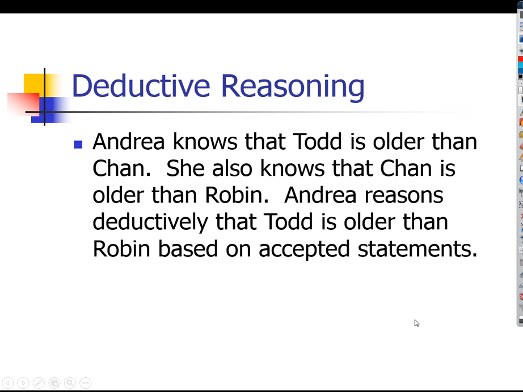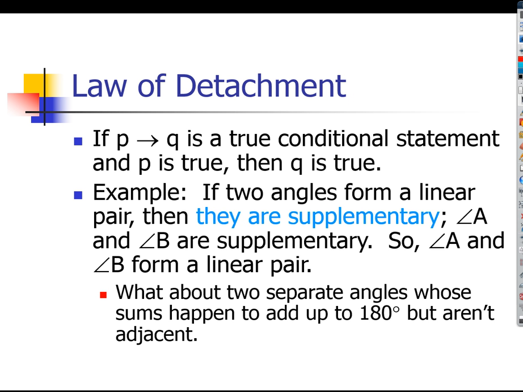Now deductive reasoning. Andrea knows that Todd is older than Chan. She also knows that Chan is older than Robin. Does it make sense that Andrea reasons deductively that Todd has to be older than Robin based on those statements? Yeah. That's what we're going to come to call the law of syllogism. Syllogism.